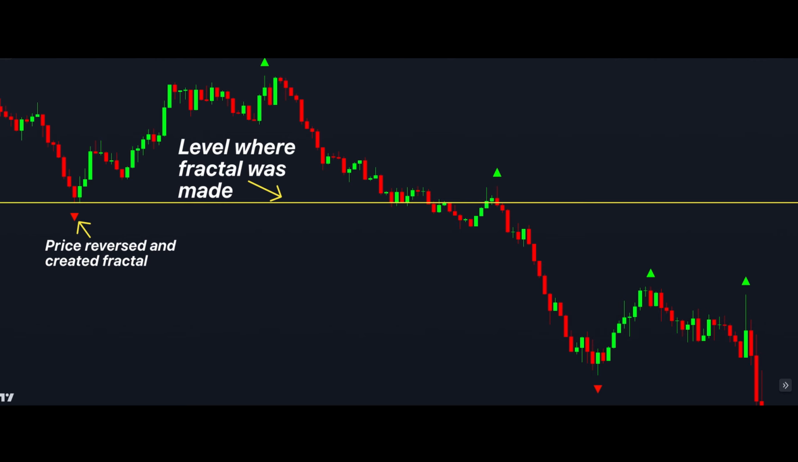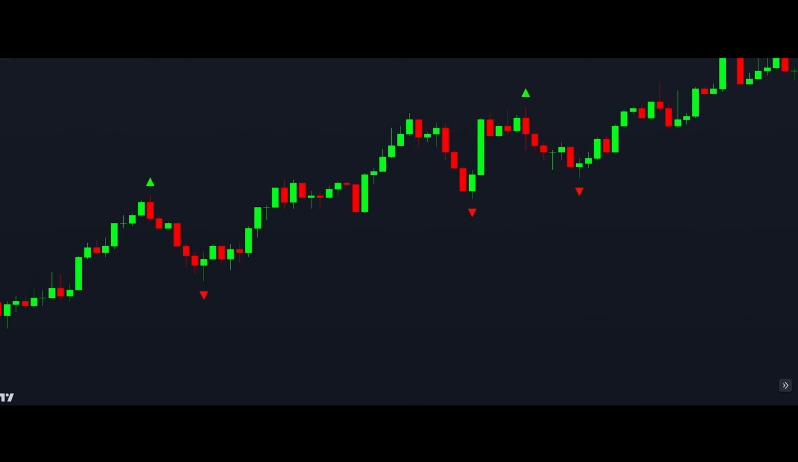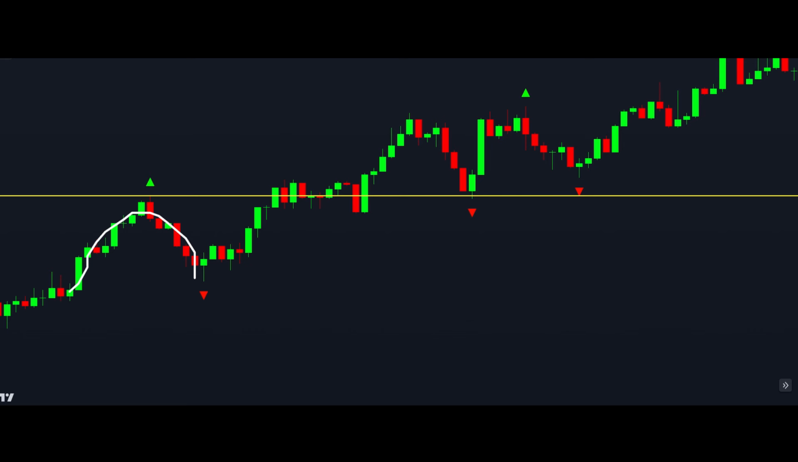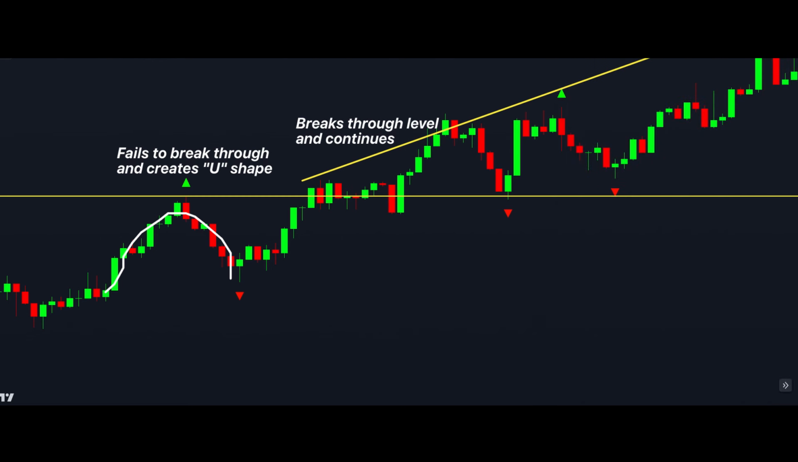If the price breaks through where a fractal was printed, we think it could have enough momentum to continue in that direction. Think of the fractal as making a level in the price where it failed to break through originally and created a U shape. If the price is able to break through that level, it must have some amount of momentum that it didn't have before. We could open a trade in the direction that the price breaks through. If the price breaks up through a fractal, it is a bullish signal. If the price breaks down through a fractal, it is a bearish signal.